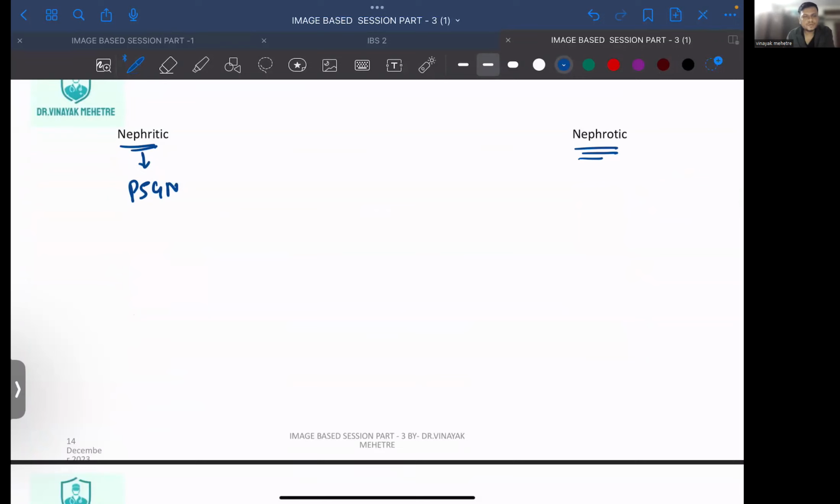PSGN, right? PSGN. Then comes antibody against glomerular basement membrane. That is called as Goodpasture syndrome, right? Alport syndrome, right? RPGN, rapidly progressive glomerulonephritis. And last one is your IgA nephropathy.